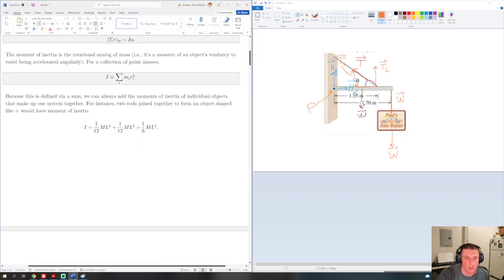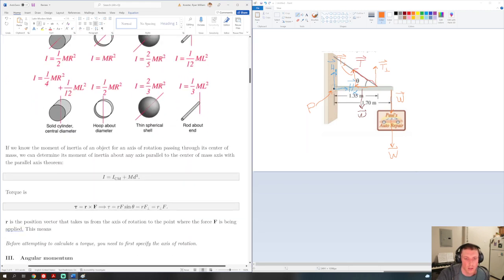Where was it? Here, right? Because the torque is defined by a cross product, we could write the magnitude of a torque in these equivalent ways, right? RF sine theta, or R times the perpendicular component of F, or the perpendicular component of R times F. So I did this, right? And that's all there is to this.